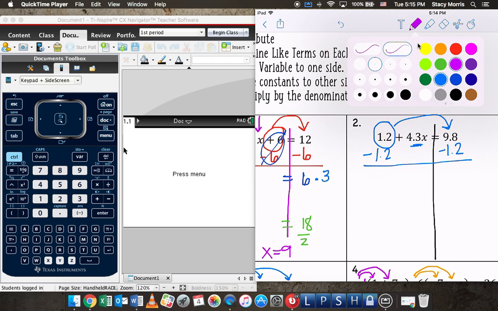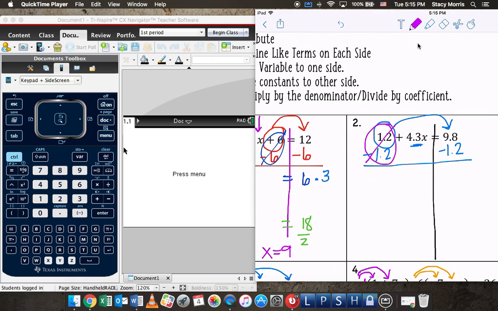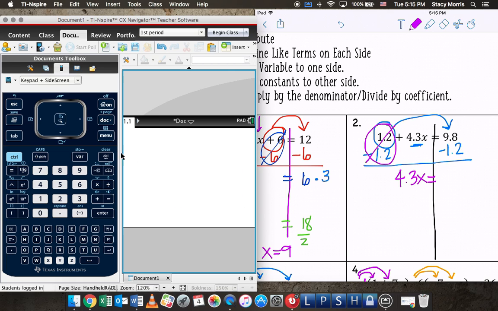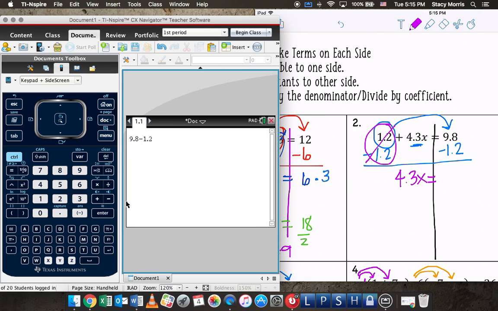When I do that, this 1.2 and negative 1.2, those are a zero pair. They cancel out. I'm going to be left with 4.3x, I'm not going to write the positive because it's understood if it's not there, equals, and this is where I'm going to use my calculator. So I'm going to do in my calculator 9.8 minus 1.2. I'm going to type that in. My screen is messed up just a little bit here. I'm going to see if I can fix that. There we go. So we can see all of it. So 9.8 minus 1.2 is going to be 8.6. So I'm going to write that here, 8.6.